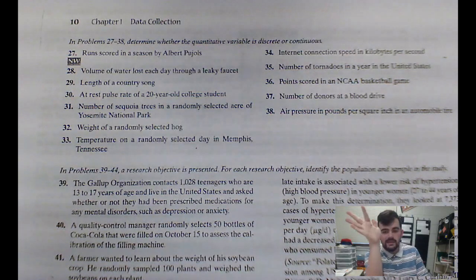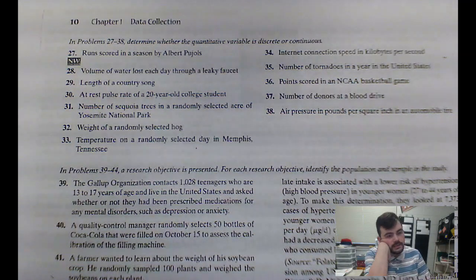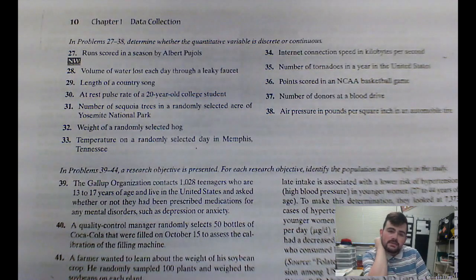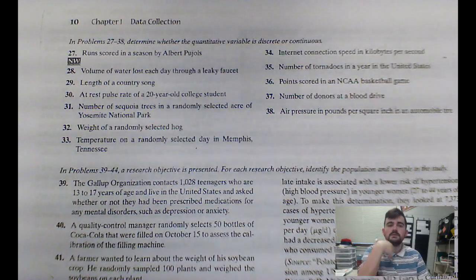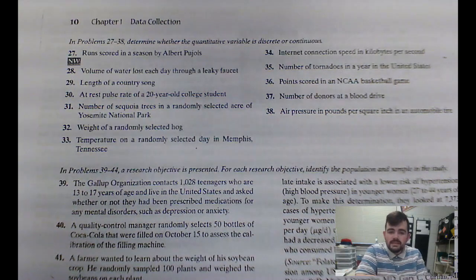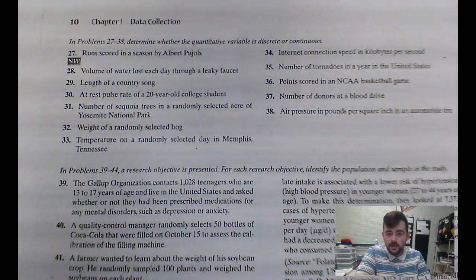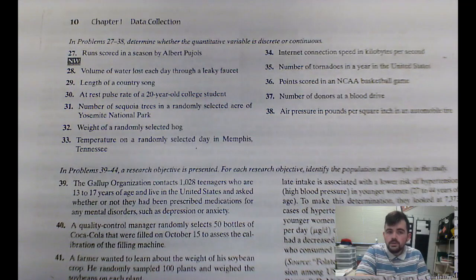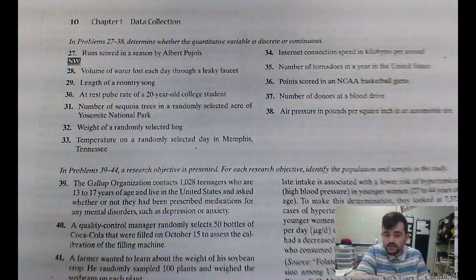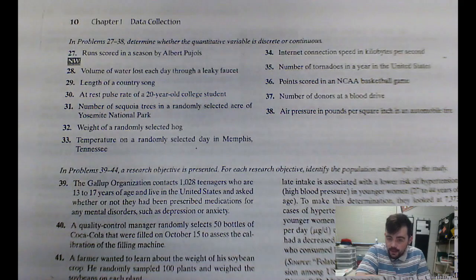Okay, again, pause the video if you need more time. So, number 27, the runs scored in a season by Albert Pujols. I assume that is baseball runs. Okay, so the runs scored in a season would be discrete data because you either scored 5 home runs or 6 home runs or 7, but not 5.5 home runs. Okay, so that would be a discrete variable. 28, volume of water lost each day through a leaky faucet. That would be continuous. Mostly because you have to measure that somehow.